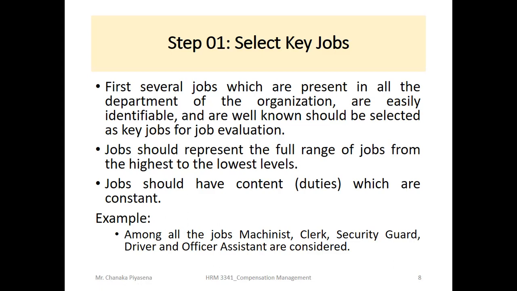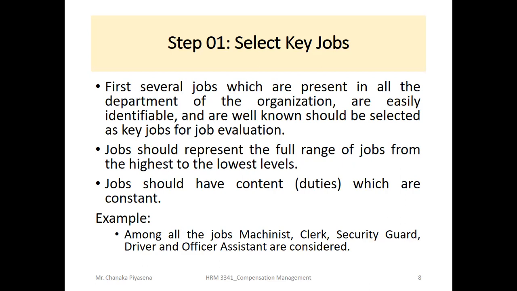Then the jobs should represent the full range of jobs from the highest to the lowest level. When we are selecting key jobs, it is very important that they represent the full range of jobs, from the CEO to the security guard. This whole range, and each and every department, should be represented in the key jobs.